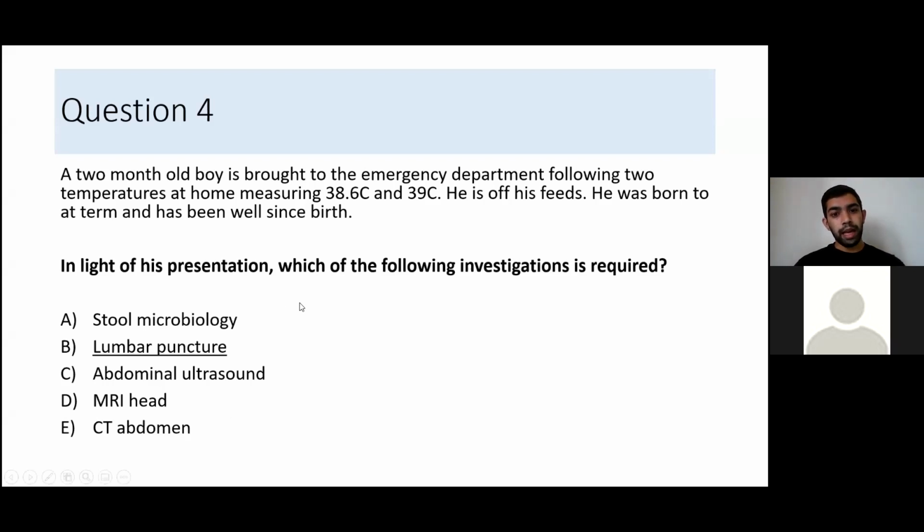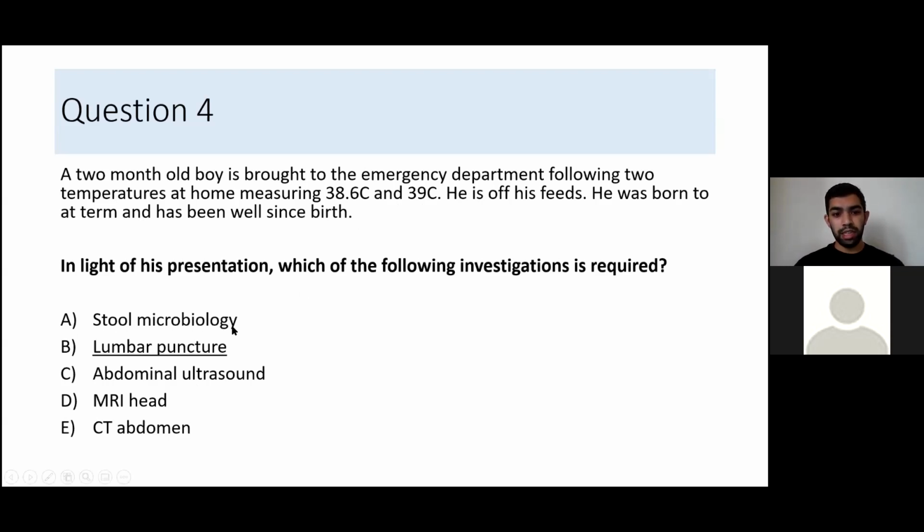If you are worried that the child is quite unwell and you cannot readily find a clear cause for the temperature, such as coryzal symptoms, which would mean they've probably got something quite benign, you do need to do a full septic screen. Part of this includes blood cultures and a lumbar puncture. And given that the boy is around 2 months old, you can probably also do a urine culture. Those would be your baseline investigations.